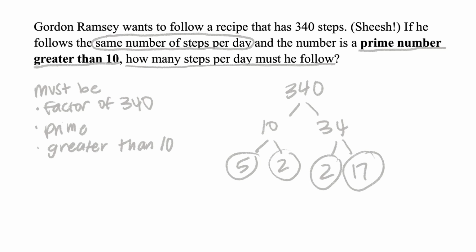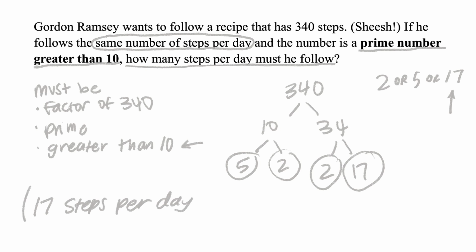The answer must be one of these three numbers because the number is prime. But wait, also greater than 10. This leads to the only possible answer being 17, so Gordon Ramsay needs to complete 17 steps per day.